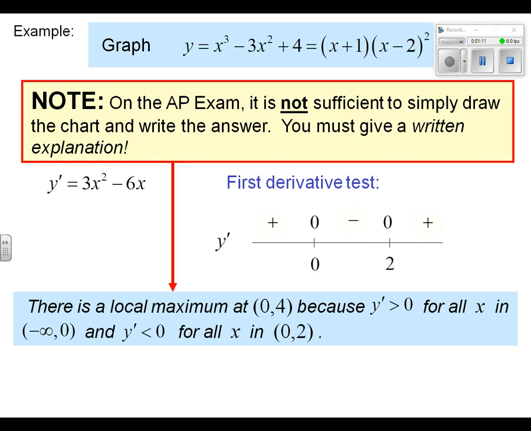We say at 0, 4, because y prime is positive for all the x from negative infinity to 0, and y prime is negative for all the x from 0 to 2. So to the left, it's positive. To the right, it's negative. And the slope is 0 at that point. So that's why analytically we can say it's a maximum. Questions? If you're watching and have questions, you'll have to write them down for later.